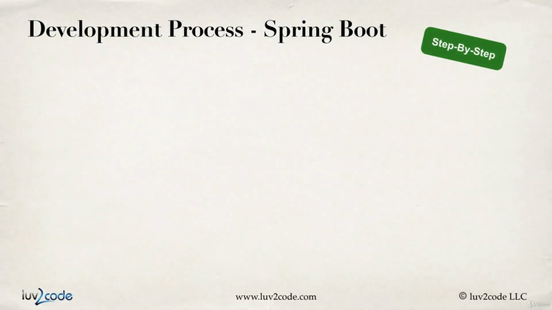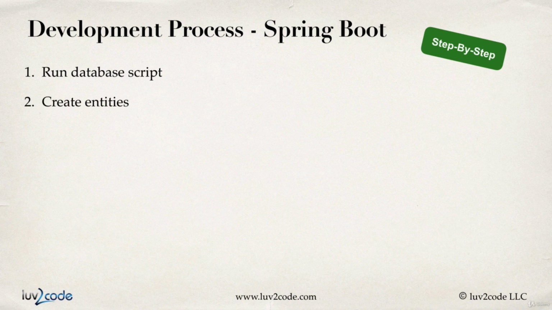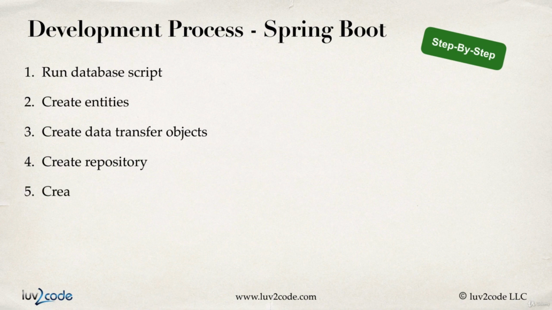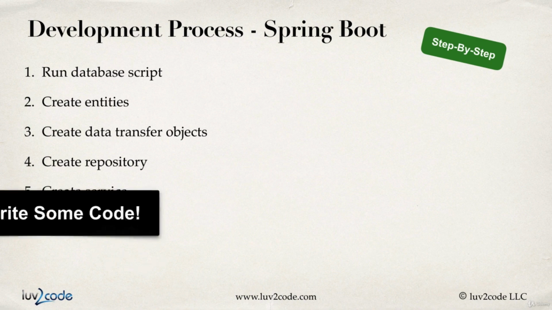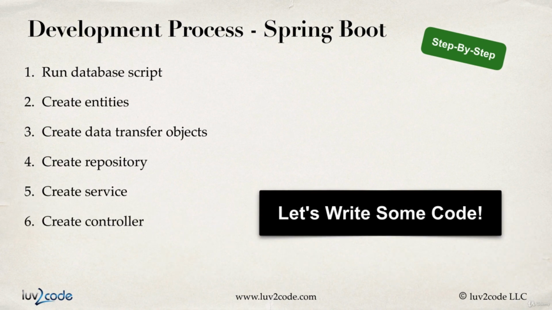Now let's take a look at our development process, and this is for the back end for Spring Boot. So the first thing we'll do is run a database script to set up our database. We'll create some entities. We'll also create the data transfer objects. Next, we'll create the repository. Then we'll create the service. And then finally, we'll create the controller. Now, I won't go through the coding here in the slideshow. I'll simply swing into our coding video, and then we'll cover all the code there because you've seen a lot of this stuff before. We're just pulling it all together for this given example. Alrighty, so let's go ahead and move to the next video and let's write some code.